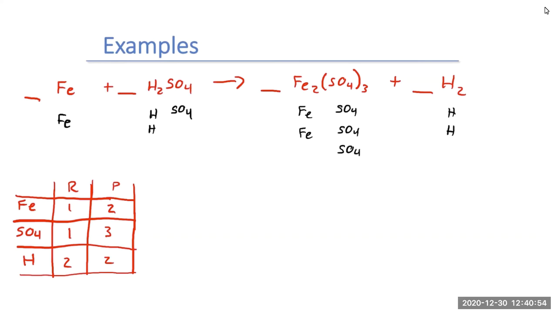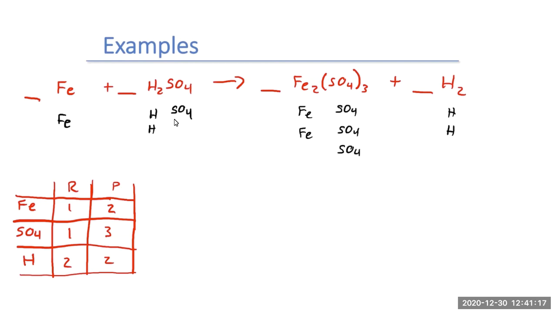So since iron's by itself, I'm going to save that for the last to balance. I'm going to look at my sulfates and try and balance those first. I have 3 sulfates on the products and only 1 sulfate on the reactants. So I'm going to want to have 3 sulfates on the reactant side.